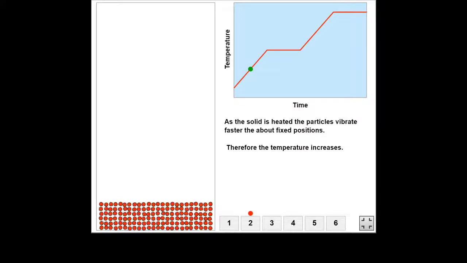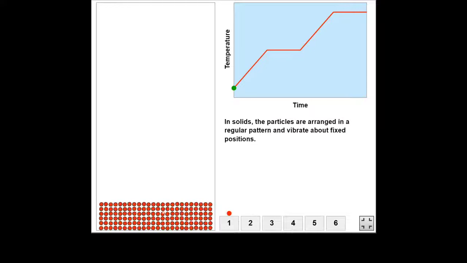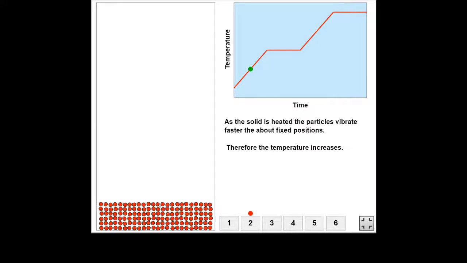Hi folks, today we're going to give a bit more of a mathematical treatment to something that we looked at last time. You remember this little simulation from last time. It showed some kind of material. It starts off fairly cool. We're adding heat to it all the way through this experiment. So as we add heat, the particles start to vibrate more and more.